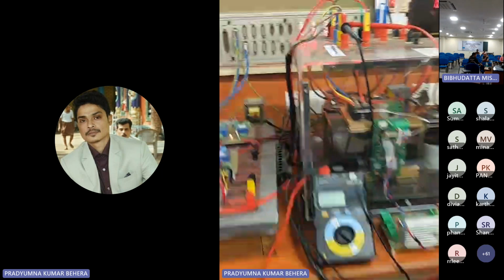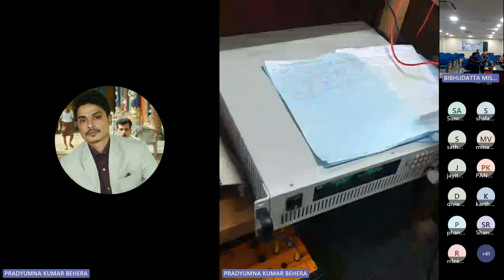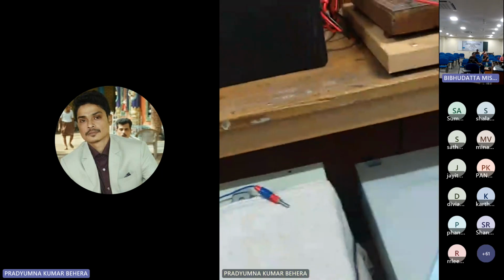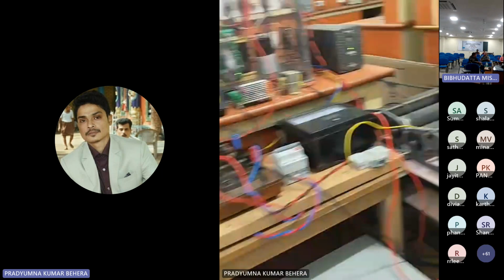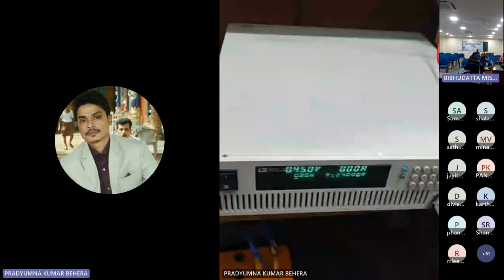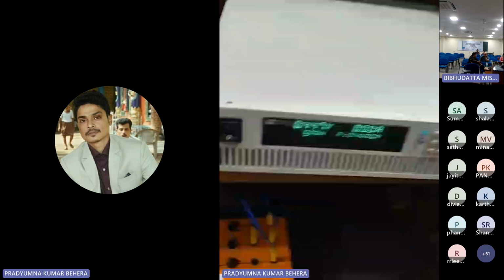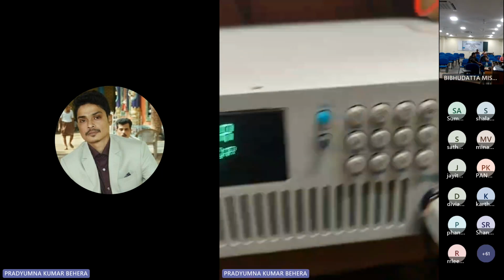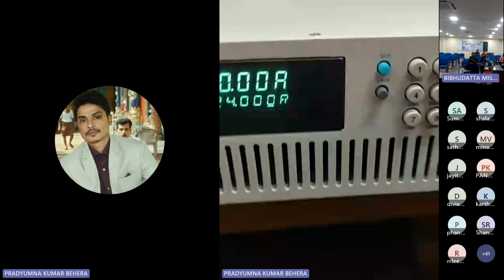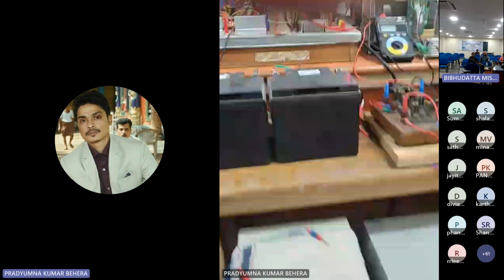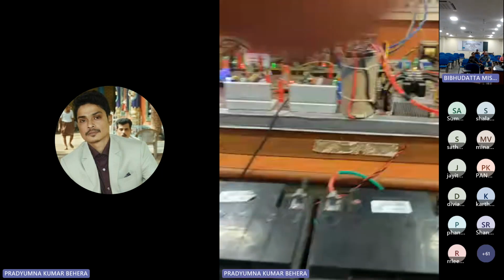and the output is connected to the load box. Here, this one is the load box. I have set the resistance at 24 ohm, and it is connected to the system. You can see it is in on condition. Now let us go back to the control desk once again.